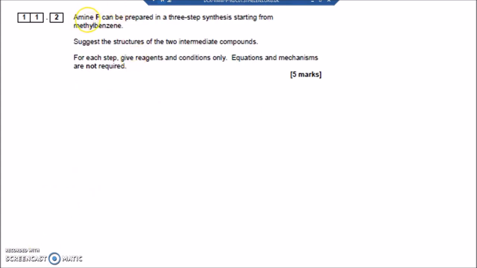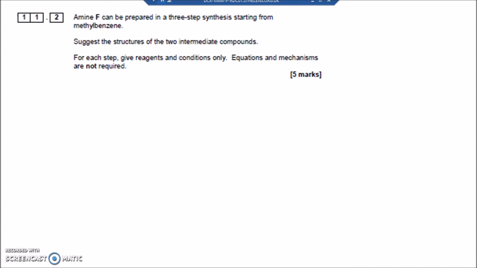Tough question 11.2, the final question on the paper. Amine F can be prepared by a three-step synthesis. That means there's three steps in making or turning methylbenzene, starting from methylbenzene, into amine F. So we've got to get methylbenzene, which is a benzene ring with the CH3 on it, into amine F, and there's going to be three steps. We need to work out what the steps are, give reagents and conditions. We don't need equations and mechanisms, but structures of what's going on.